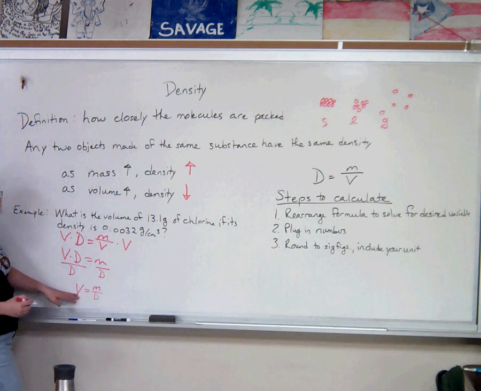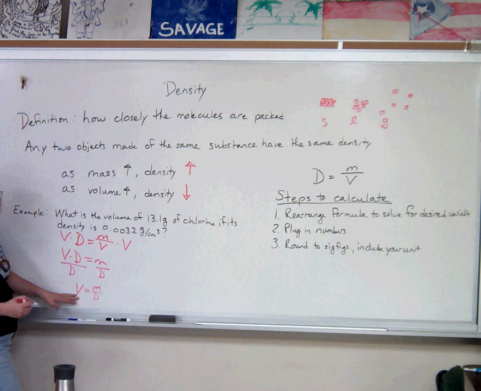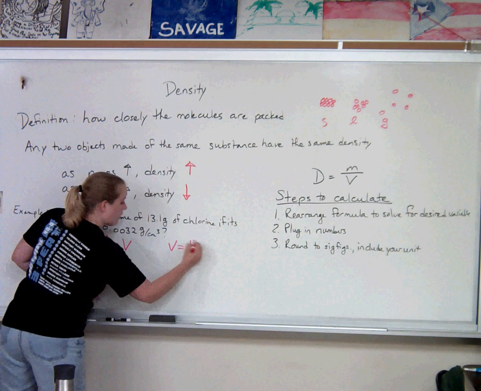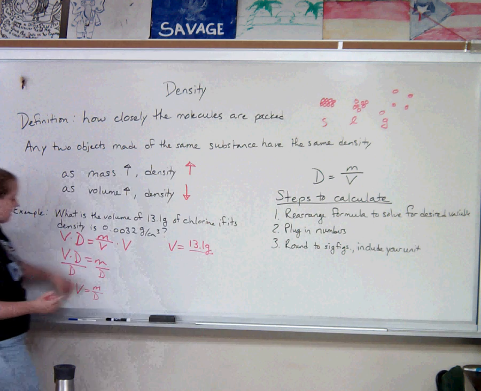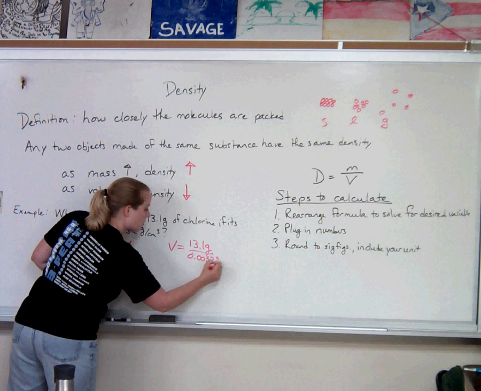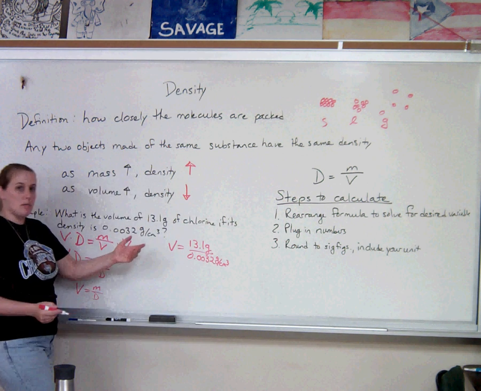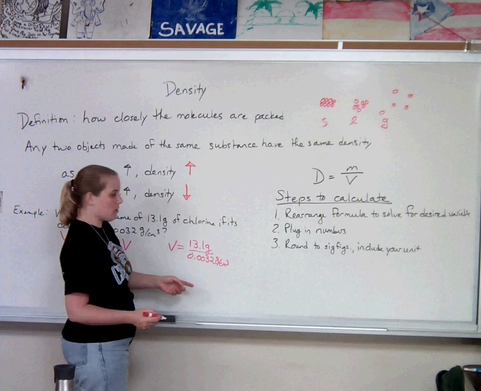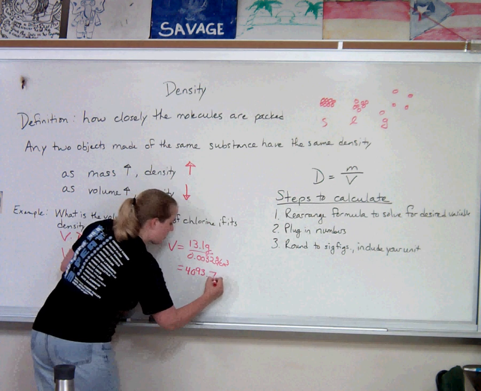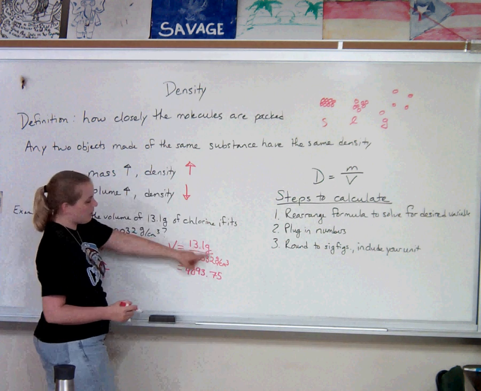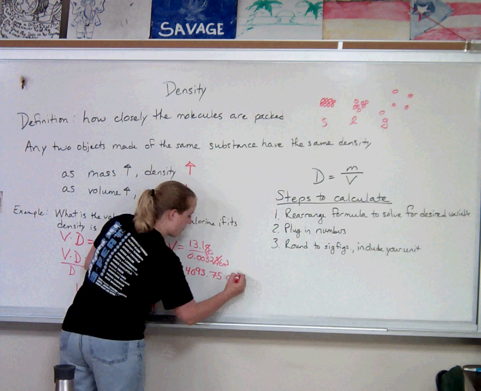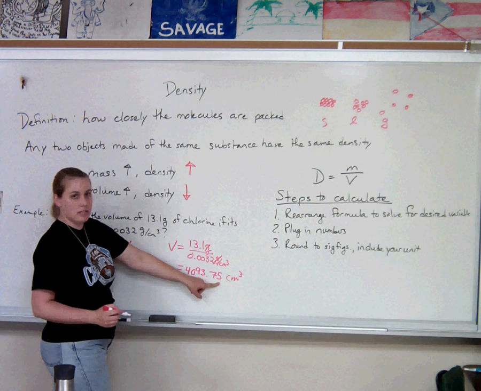All right, now that I have the formula solved for the variable I want, I can start to plug in numbers. My mass is 13.1 grams. My density is 0.0032 grams per centimeter cubed. I put these numbers into my calculator, divide 13.1 by 0.0032, and I get 4,093.75. The grams up here cancel out with the grams down there, and that leaves us with centimeters cubed. However, this has 6 sig figs in it. How many sig figs should we want?